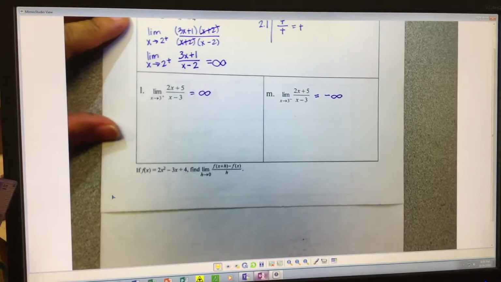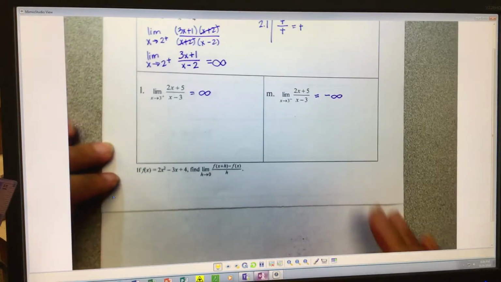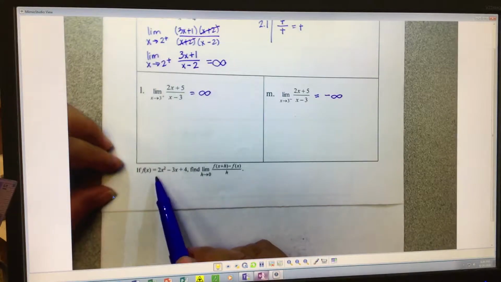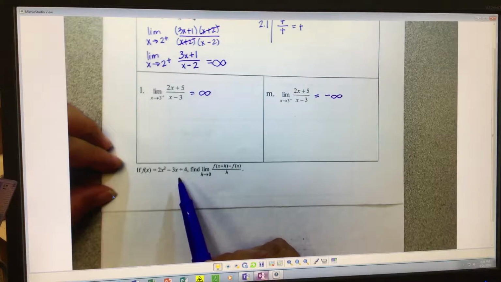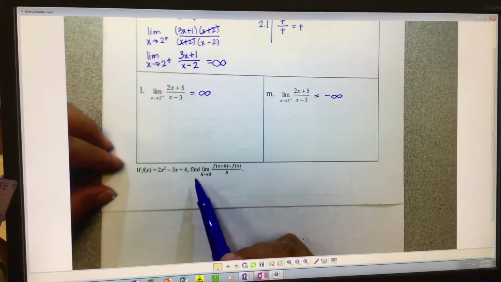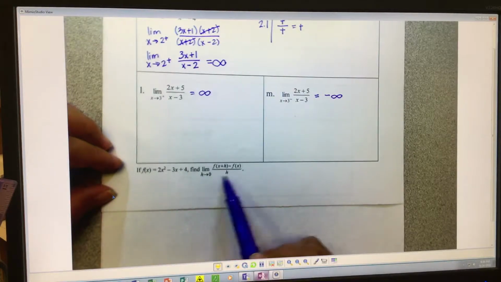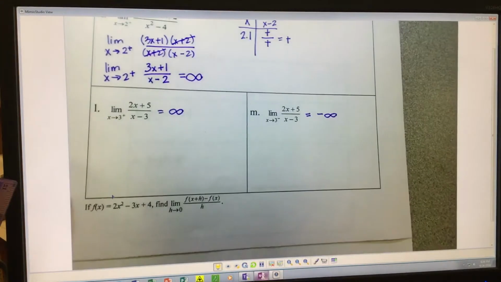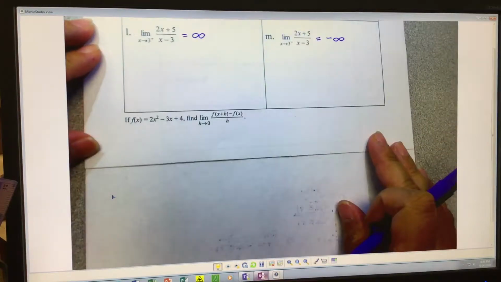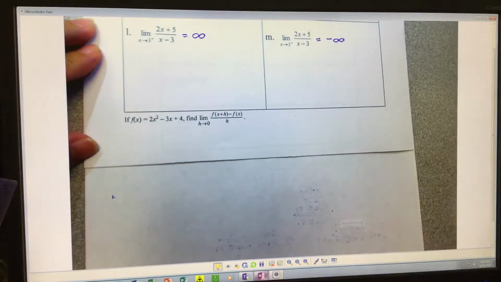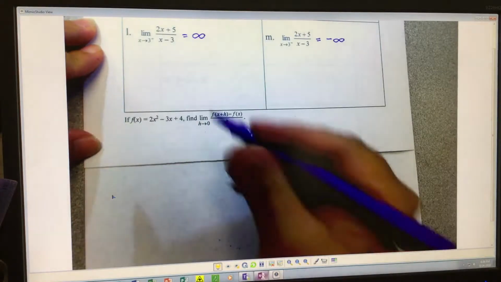I'll do this. Okay, so we're given a function, f of x equals 2x squared minus 3x plus 4. And we need to find the limit as x approaches 0 using this function. And we've seen this function before, right? Okay, so let's go ahead and plug everything in the way we did in our summer assignment.